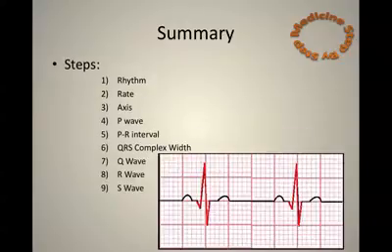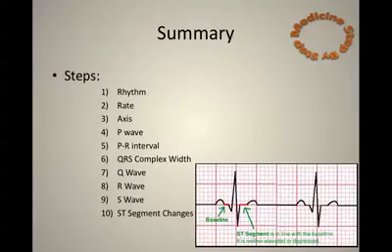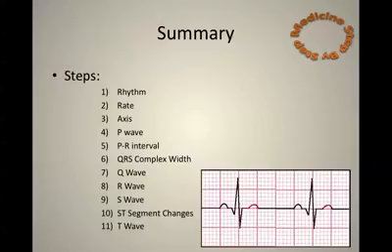Step 7, 8 and 9. Check the deflections of the Q, R and S individually, looking for any signs of past infarction or ventricular hypertrophy. Step 10. Check the ST segment for any depression or elevation from the baseline. Step 11. Finish by looking for an abnormal T wave.